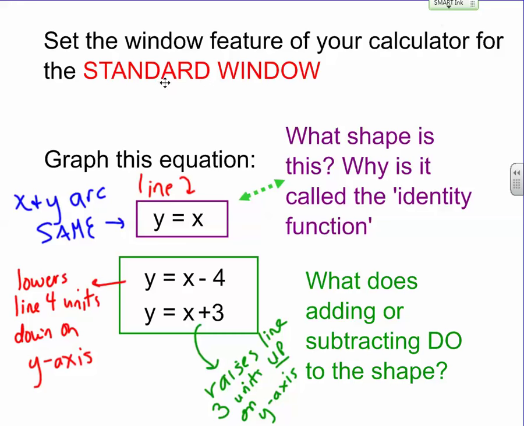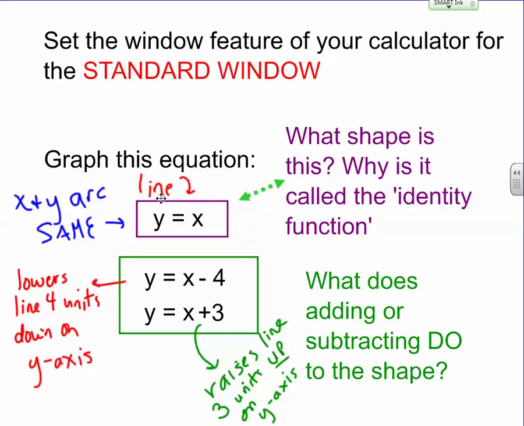All right, so we started today by setting up the standard window. Remember, the standard window is where the range of x is from -10 to +10, and you scale by ones, and the range for y is -10 to +10, and you scale by ones. So we began by graphing this equation, y equals x, and I asked you, why is it called the identity function? And Jabari said it's because x and y are always the same, and that's exactly why.